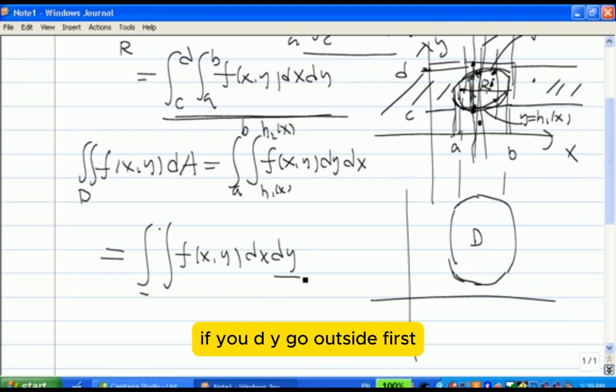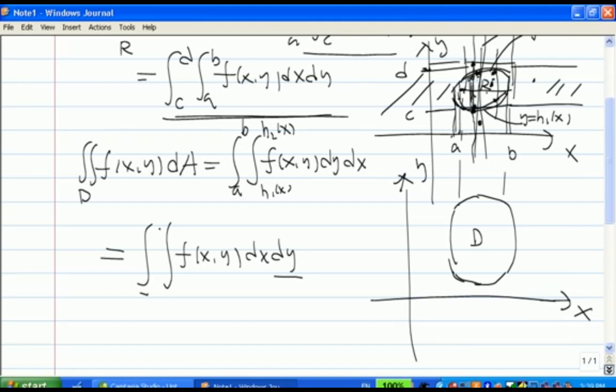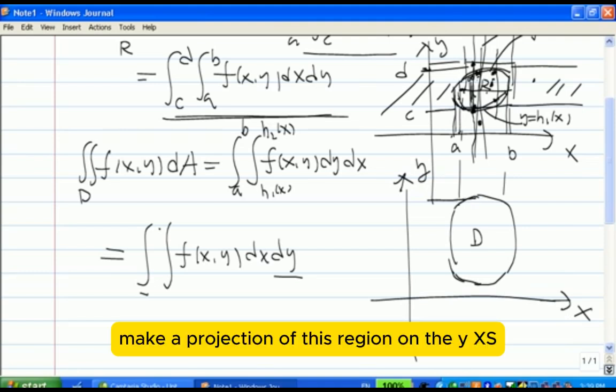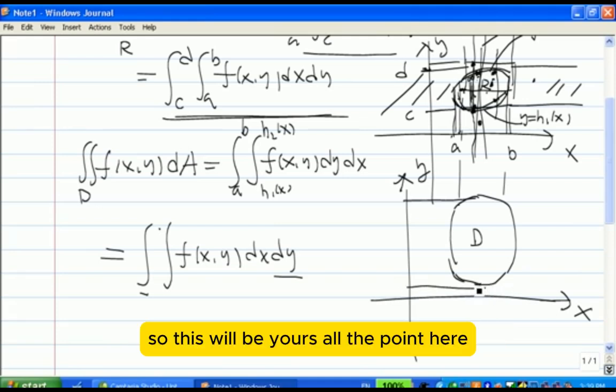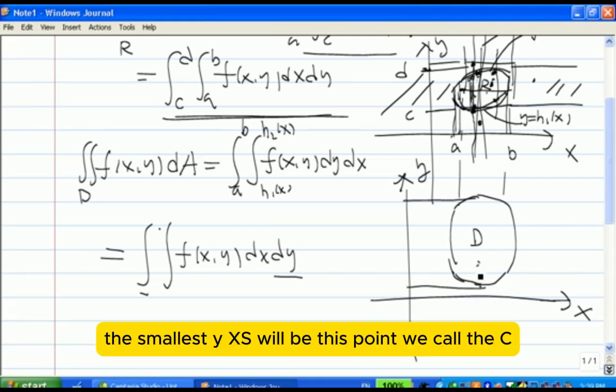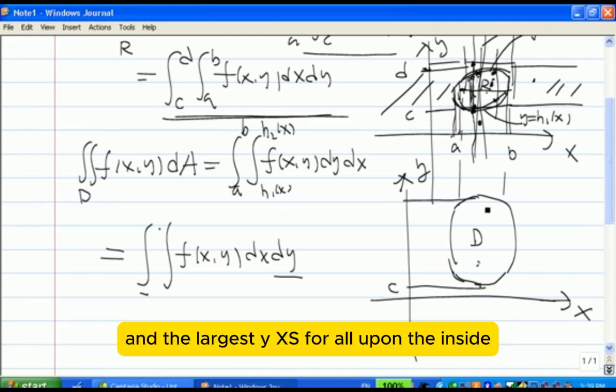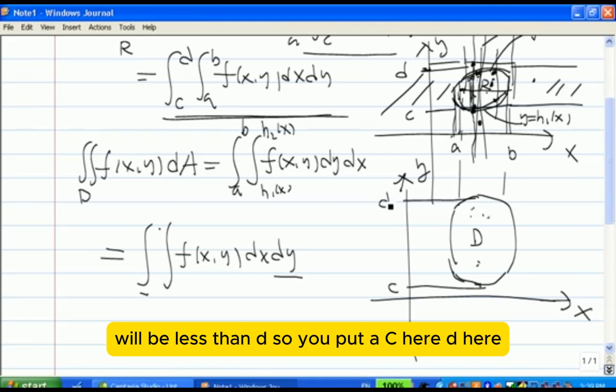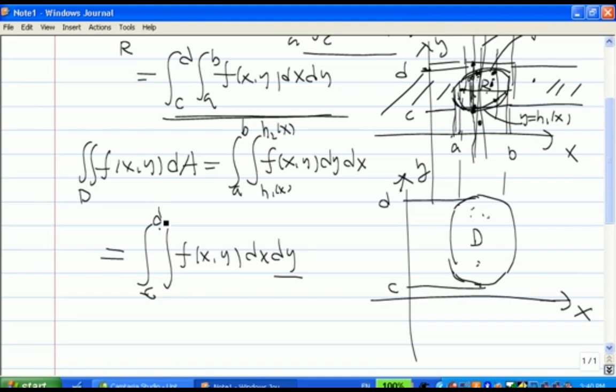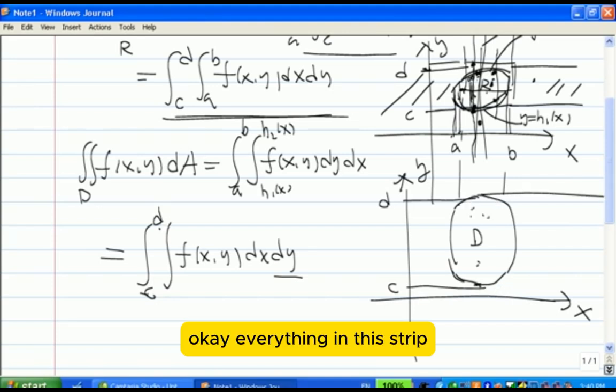If you want dy to go outside, the first thing you need to do is project this region onto the y-axis. This will be all the points here. The smallest y will be this point, which we call c, and the largest y for all the points inside will be d. So you put c here, d here. Everything in this strip.